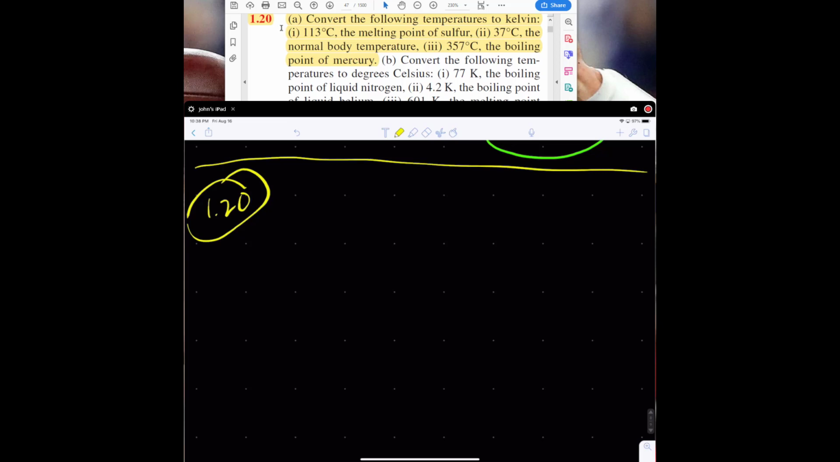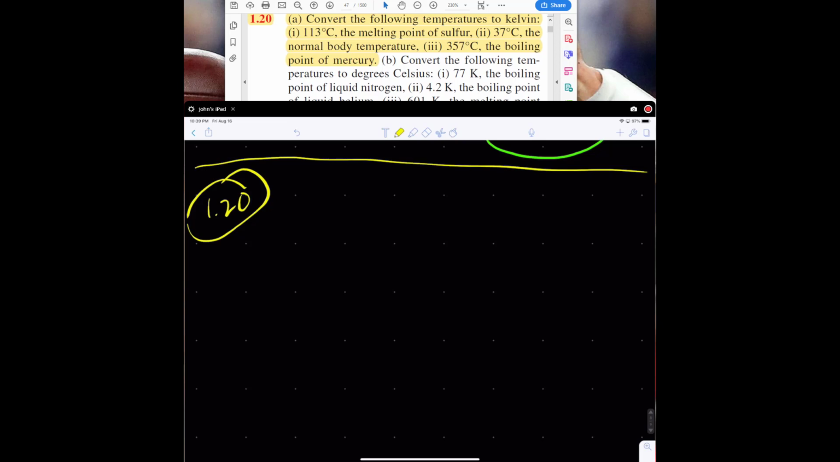So the important formula or equation that we're going to use: we're going to convert the following temperatures to Kelvin. So we're given 113 degrees Celsius, which is the melting point of sulfur. Then 37 degrees Celsius, and then 357 degrees Celsius. So really we're just going from Celsius to Kelvin.